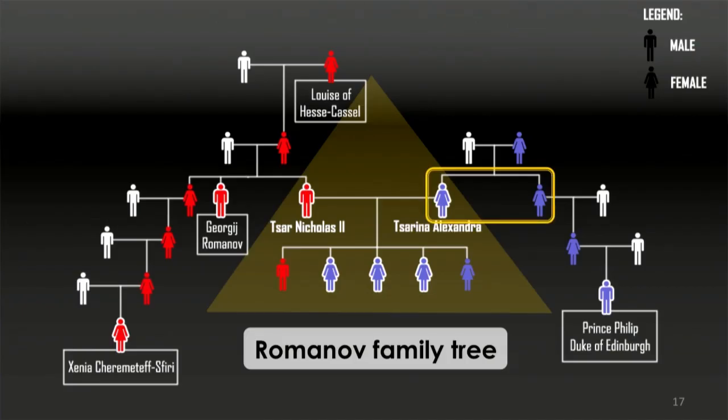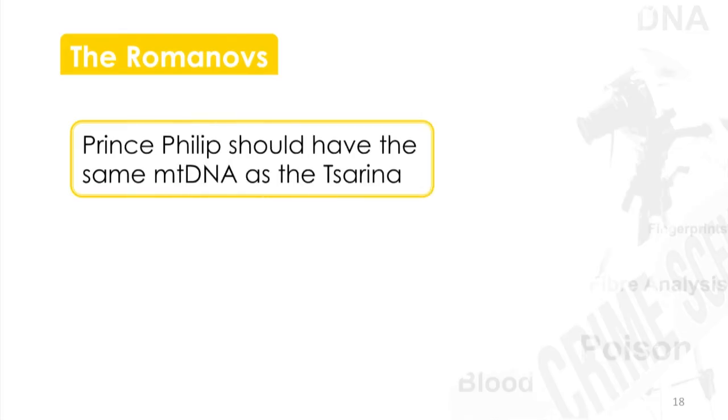The Tsarina Alexandra had a sister who had a daughter who had a son. And that son was Prince Philip, Duke of Edinburgh, husband of the Queen of England. Prince Philip, therefore, should have the same mitochondrial DNA as the Tsarina Alexandra.